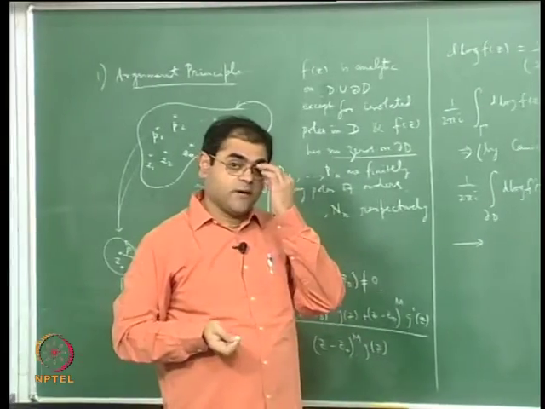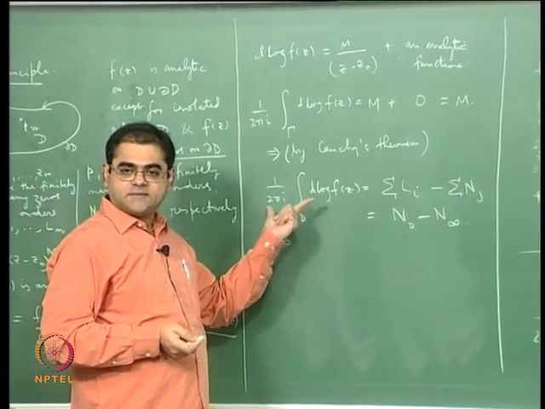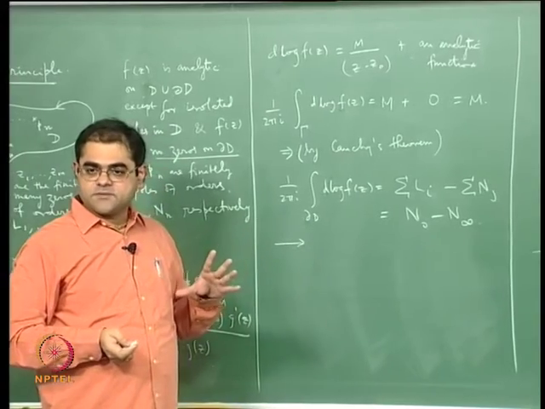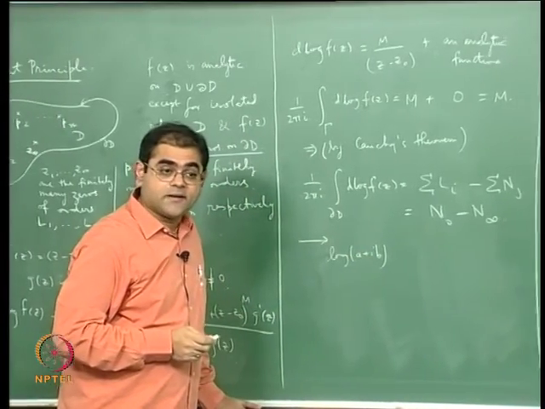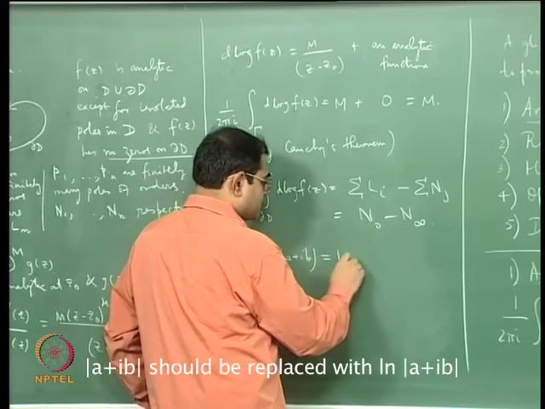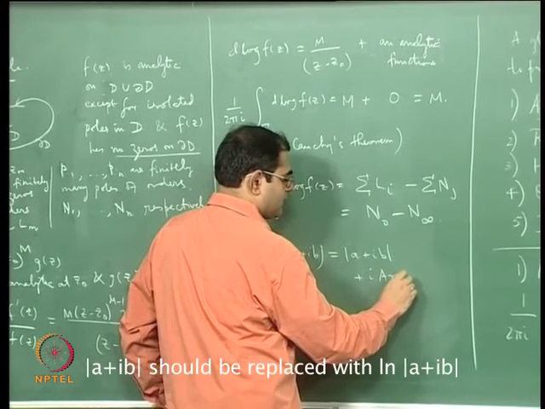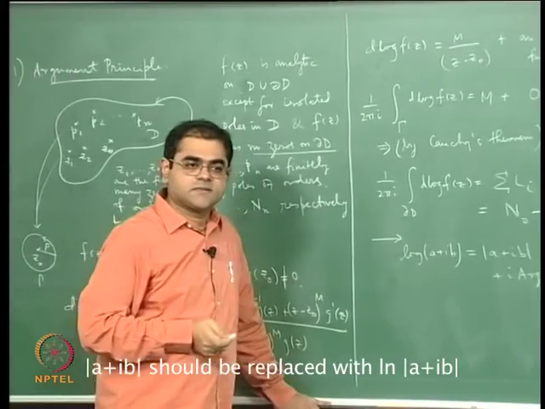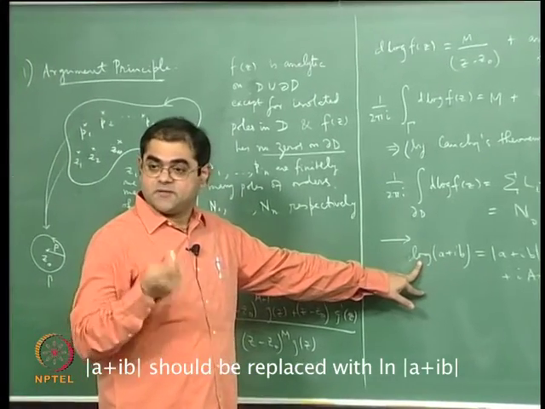Of course the question is, why is it called the argument principle? The answer is that this quantity here is actually the change in the argument of f of z as z varies over this boundary. The reason it's called the argument principle is the following. You normally write log of a plus ib, where a and b are real numbers and i is of course the square root of minus 1. You naively write it as log of mod of a plus ib, plus i times the argument of a plus ib. This is how you define the logarithm, but of course this is a multiple valued thing.